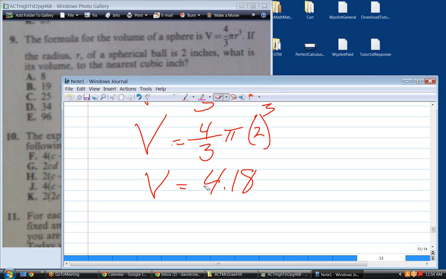All right. When I say the next line here, let's take apart this piece by piece. Don't try to do it all at once. Use PEMDAS. What is 2 cubed? 8. Okay, now use your calculator to solve that and come up with a number. 8 times pi times 4/3.